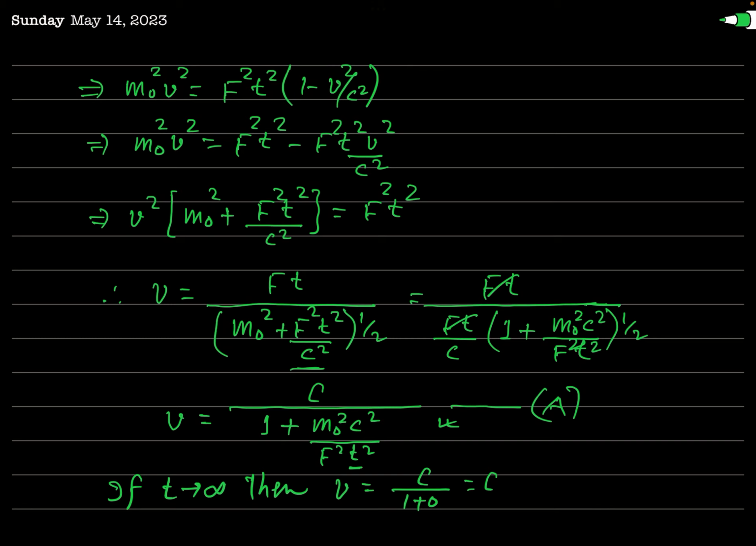So surprisingly you can see that even after applying the force for an infinite time, that is a long time, 3 billion years, 100 billion years, even after that the speed of the particle v becomes only c, not infinity. So from this result you can easily say that according to special relativity, the speed of a particle will never be greater than c. You can apply the force for a long time, even after that, speed becomes c, not greater than c. Okay, thank you very much.